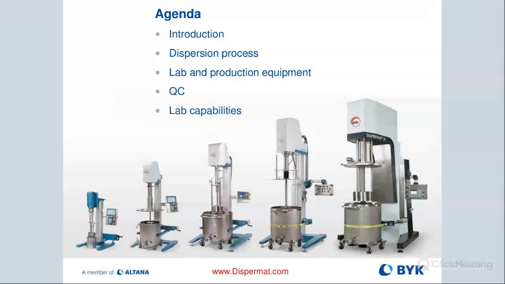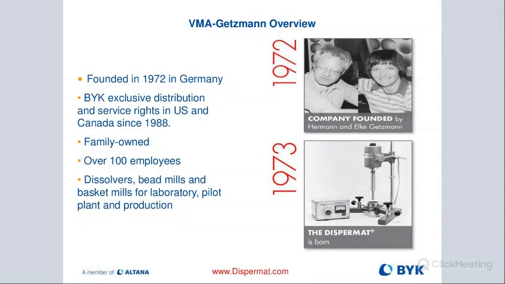As you can see in the slide right here, we cover everything from small lab space all the way up to pilot and to manufacturing. There were actually much larger manufacturing units, but they just didn't fit on that particular slide. So the company VMA is a German company. They were founded by Hermann Getzmann, his beautiful wife up on the top right, in 1972. He actually was a co-founder of Anton Paar. He decided that he would want to start his own company and sold out and basically started the VMA Getzmann company in Reichshof, Germany, which is about 30 miles east of Cologne.